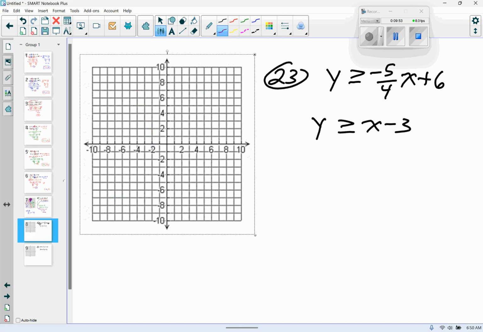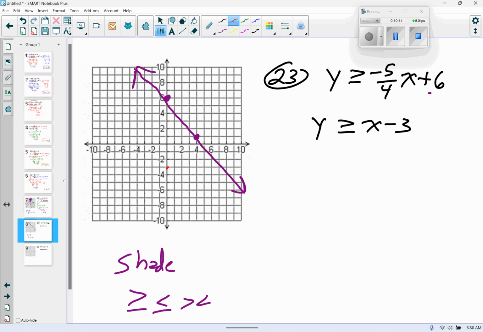Okay, number 8. Again, we're going to have to shade this one. We have the inequality signs there. So I have positive 6 for y-intercept, then down 5, right 4. This is a solid line. This one I have a y-intercept of negative 3. I'm going to go up 1, right 1. And this one is also going to be a solid line because we have the little line underneath.